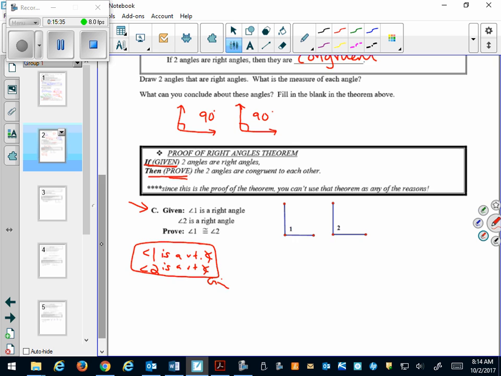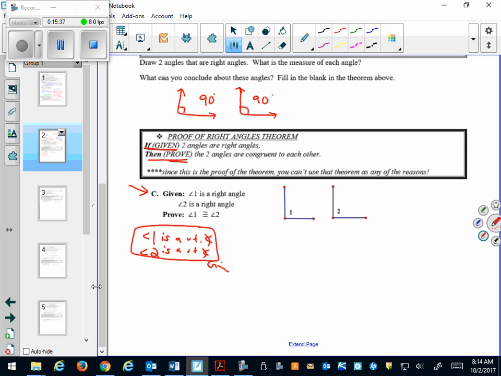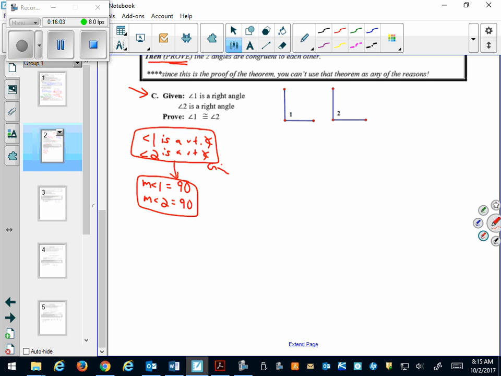So what conclusion could we make from this fact? Angle 1 is a right angle. So what do you know about it? Yeah, so from this box, we're just going to say the measure of angle 1 equals 90, and the measure of angle 2 equals 90. What do you suppose that reason is? Emmett? Good, definition of right angle. We just knew what a right angle was.